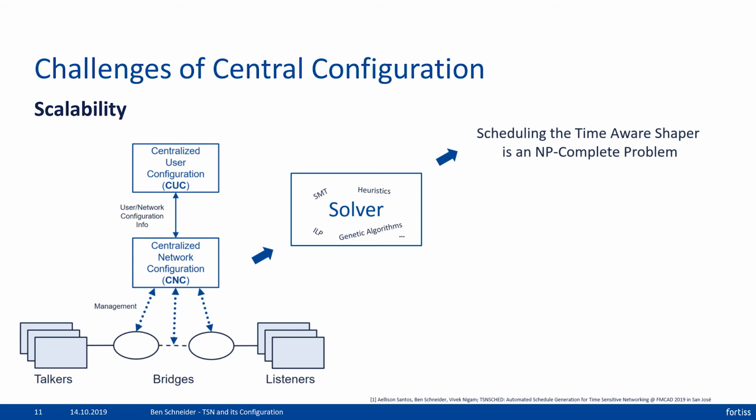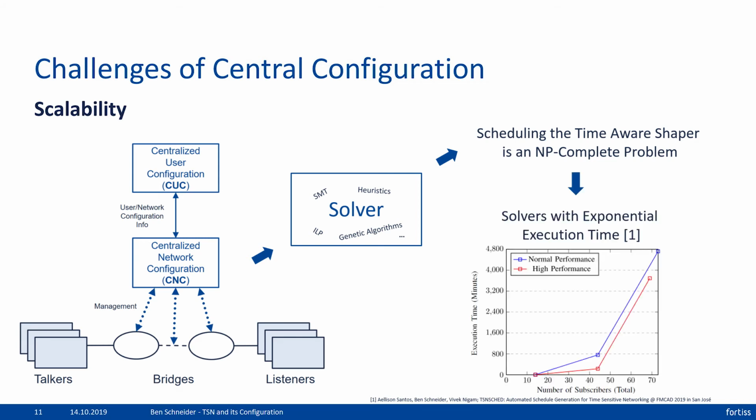But the problem with that is that if you, for example, want to do scheduling for the Time-Aware Shaper, you will realize that this is an NP-complete problem, and what that means is that the execution time of this solver, meaning this central entity here, will be exponential. So what you can see on the right-hand side is actually experiments that we did using an SMT solver for scheduling the Time-Aware Shaper. And what you also can clearly see is that the execution time for small networks is still all right, but yeah, it grows exponentially.